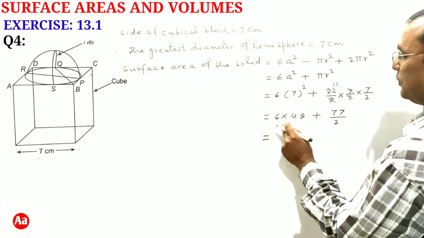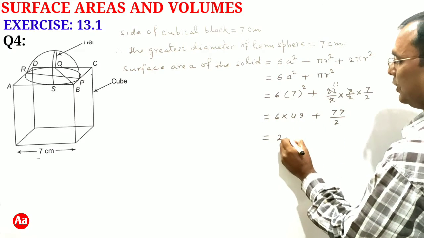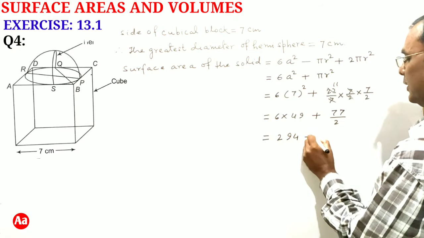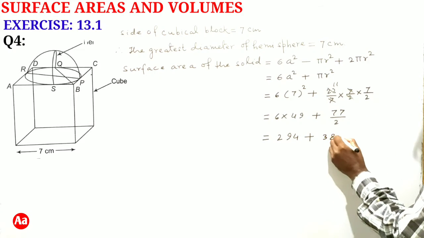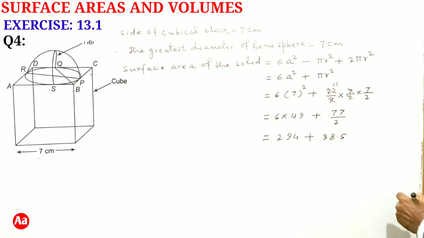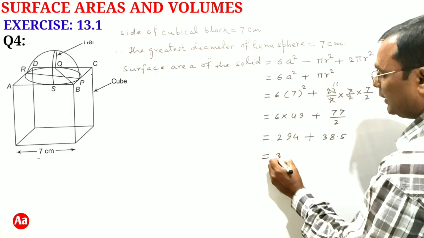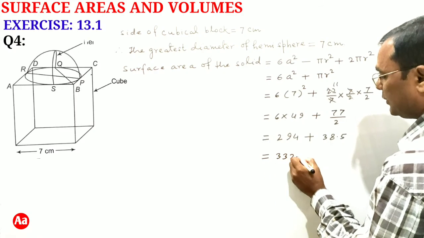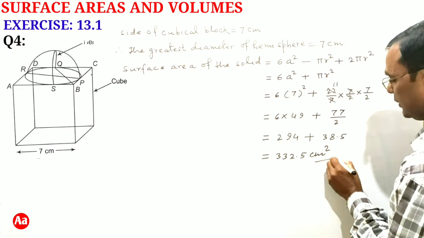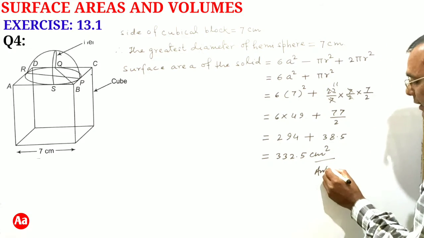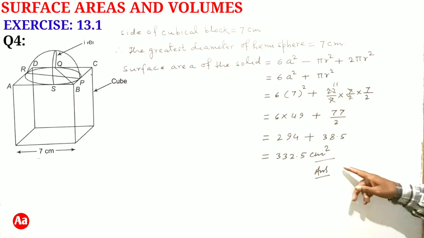6 into 49 is 294, plus 77 by 2 is 38.5. This is equal to 332.5 centimeter square. This is the surface area of the solid, and this is the answer.